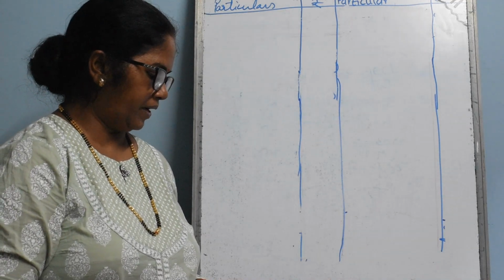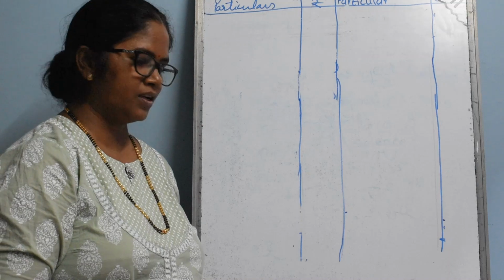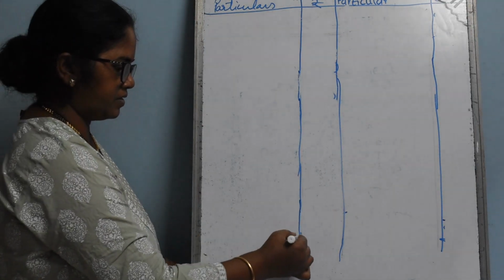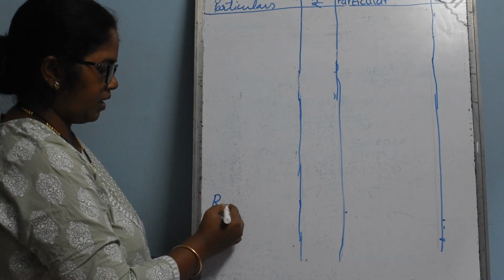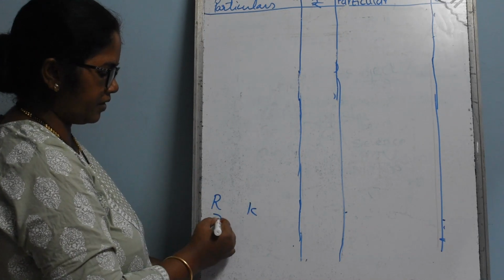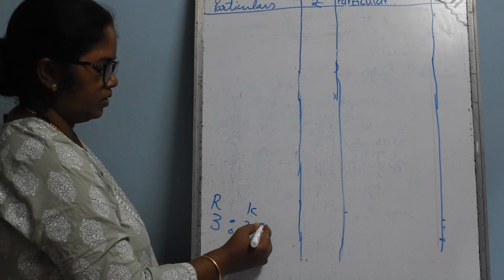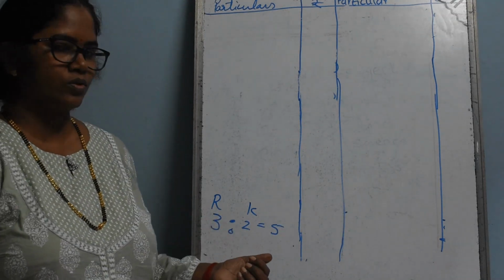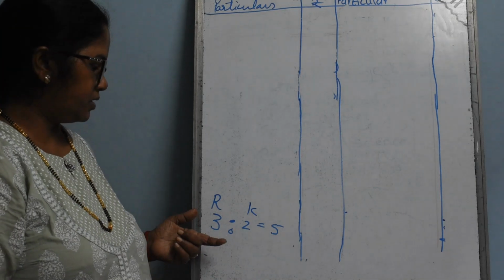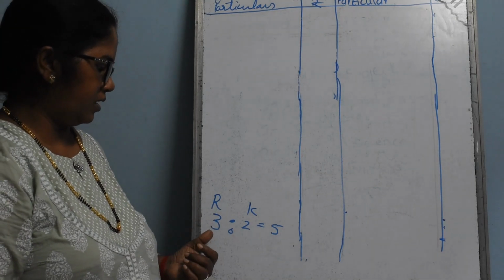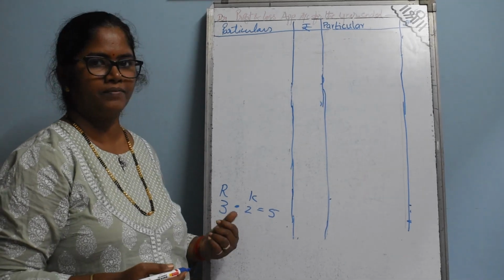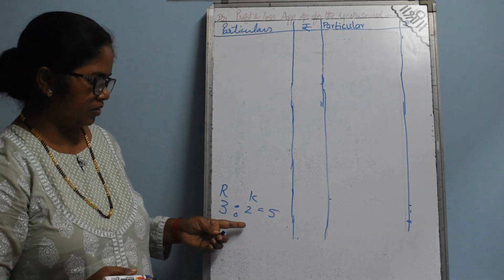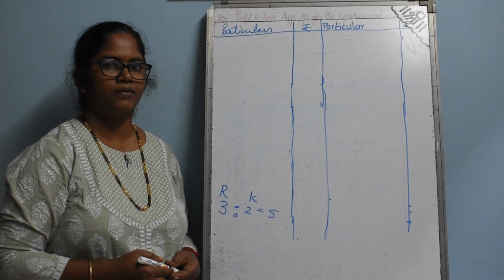R and K were partners sharing profit and losses in the ratio of 3:2. So the ratio between R and K is given. There are two partners, R and K, and the ratio is 3:2. Always write the names of the partners and the ratio below them, so that you come to know which partner is sharing which share. The first partner's share is 3/5 and the second partner's share is 2/5. This is important for us while calculating their divisible profit.